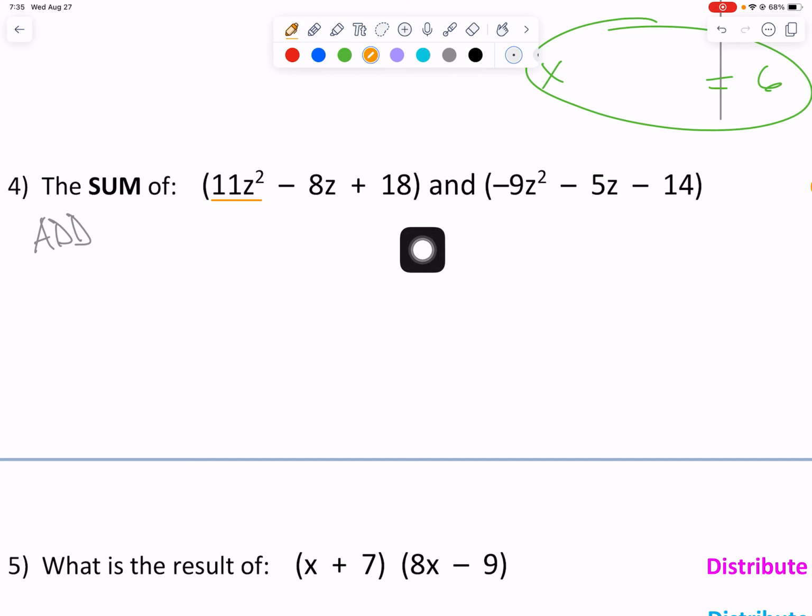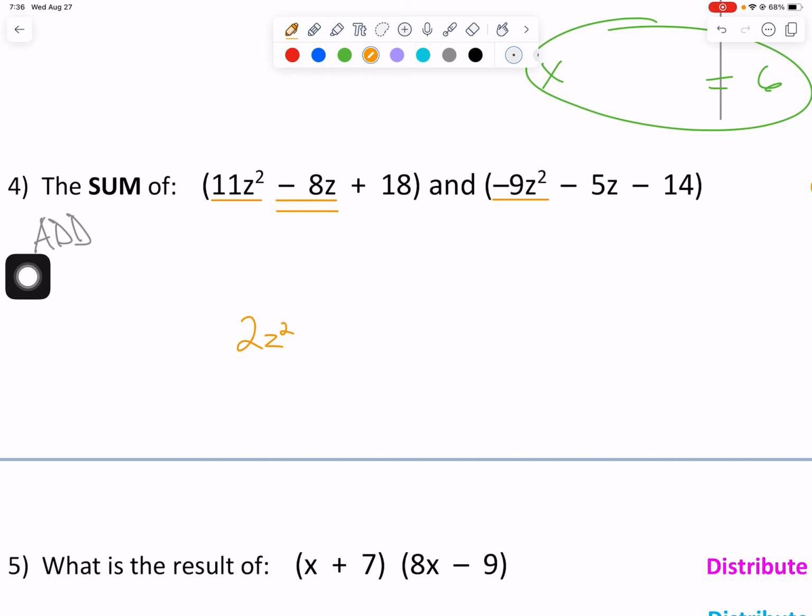Now, if we're going to add these two trinomials together, well, 11z squared, what can I combine it with? Wonderful job, that -9z squared. And when we read this from left to right, we get 11 minus 9, giving us a 2z squared. Then I'm going to double underline our -8z. Can I combine that with 18? Sure cannot. We've already used this biscuit.